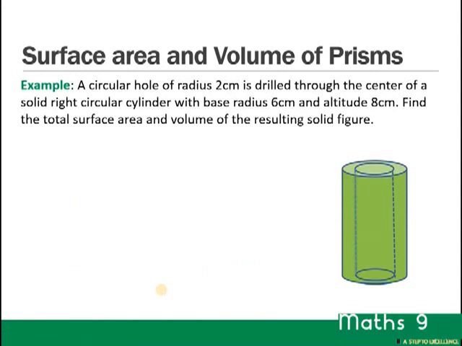Example. A circular hole of radius 2 centimetres is drilled through the centre of a solid right circular cylinder with base radius 6 and altitude 8. Find the total surface area and volume of the resulting solid figure.